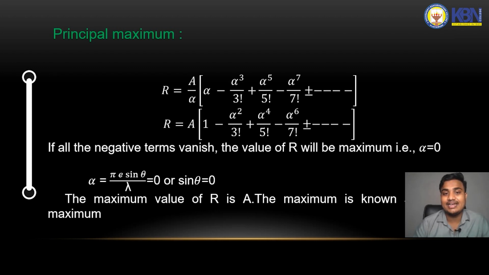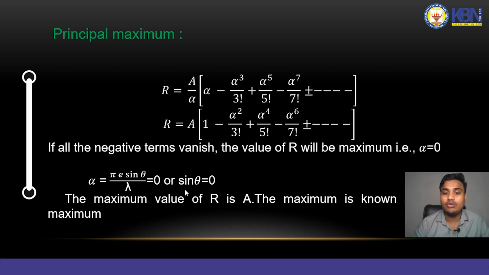Then coming to the principal maxima, the condition for principal maximum: R is equal to A by alpha times alpha minus alpha cube by 3 factorial plus alpha to the power 5 by 5 factorial minus alpha to the power 7 by 7 factorial. If all the negative terms vanish, the value of capital R will be maximum, that is when alpha is 0. If you keep alpha equal to 0 here, then sin theta should be equal to 0.